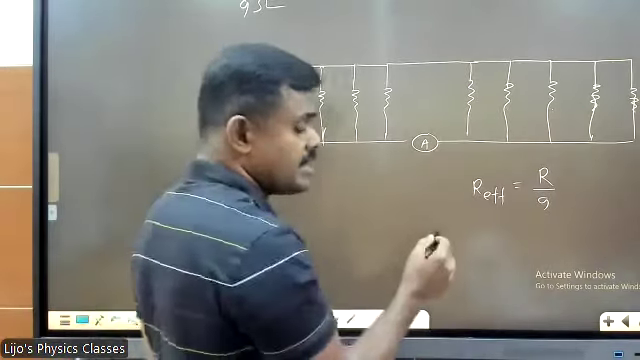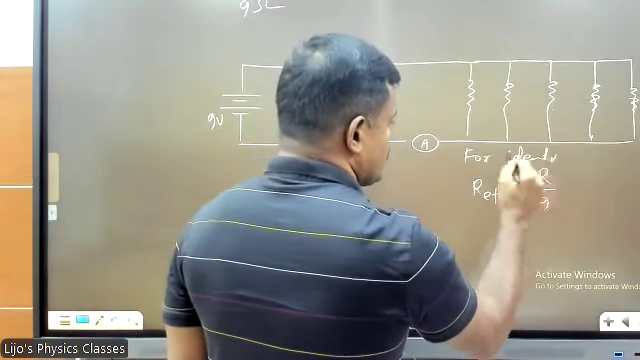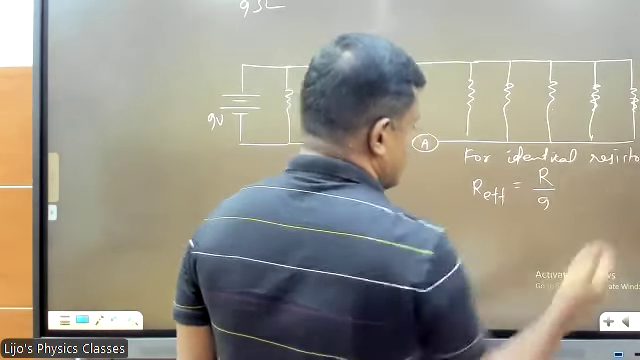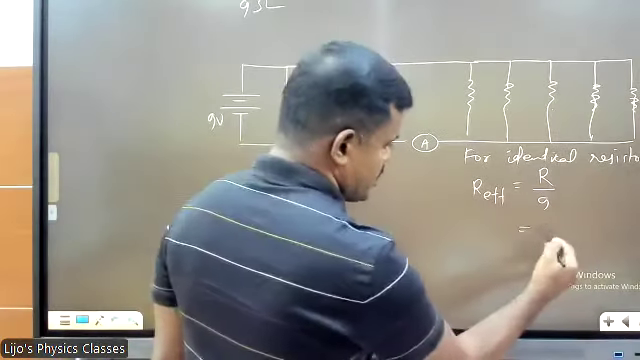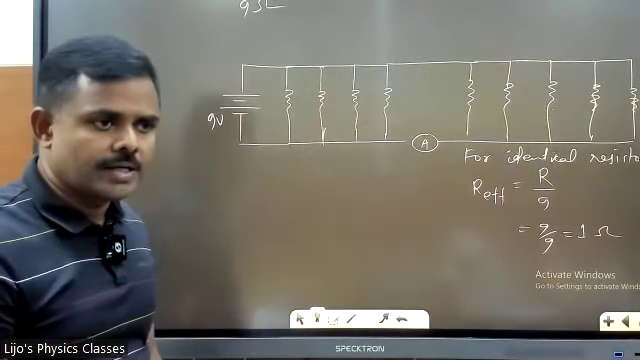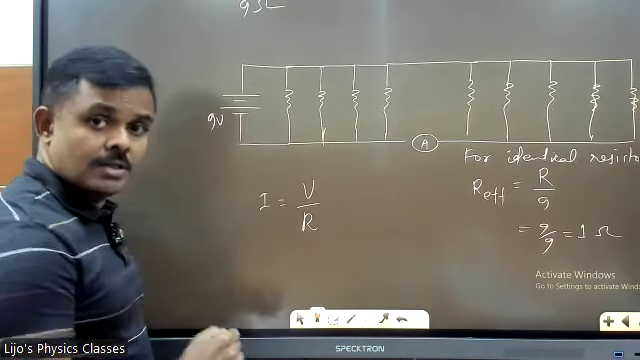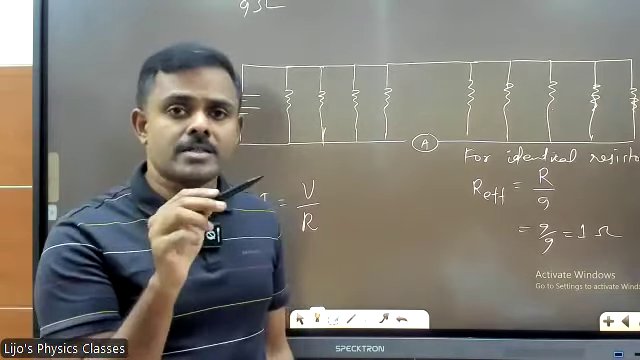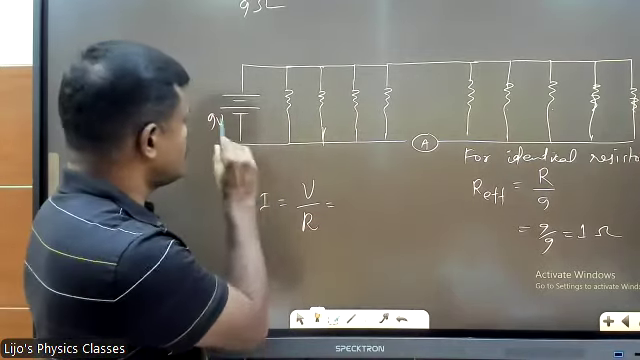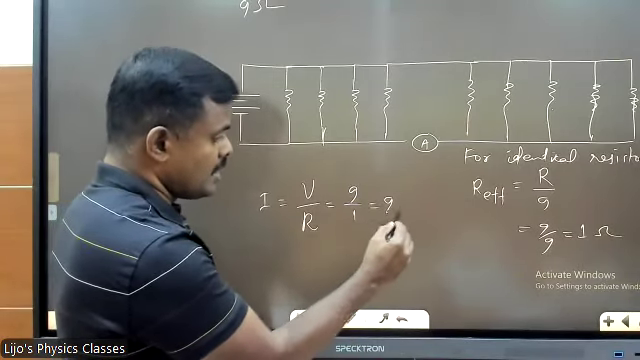For identical resistors, what is the equation I told you? Shortcut. Identical resistors, tell me what you're going to write. R effective is equal to R by 9, which is 9 by 9, which is equal to 1 ohm. The effective is 1 ohm. Got it? What will be the current then? Current is V by R. When I say current, the first thing that should come to your mind is Ohm's law. So voltage is 9, resistance is 1, so current is 9 amps.